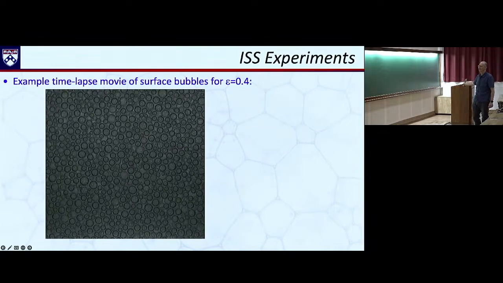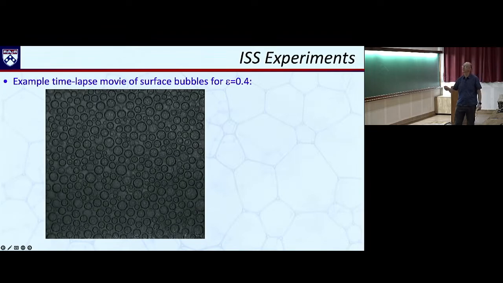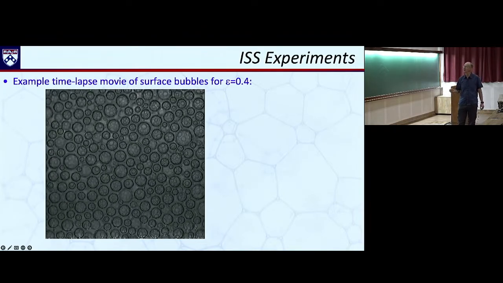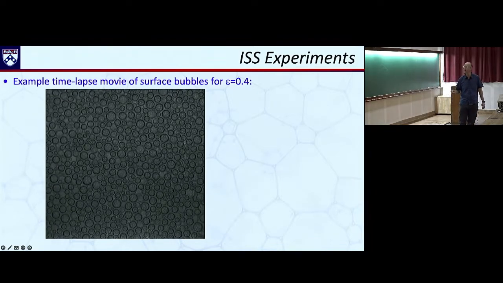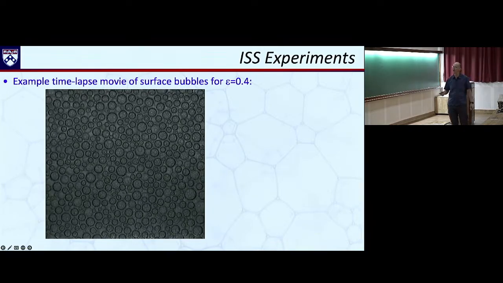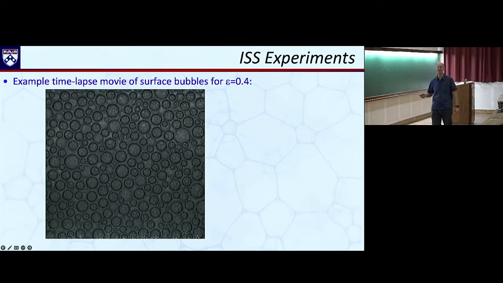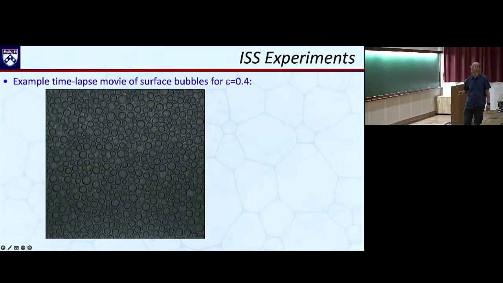There we go. So here is foam in space. This is a space foam. This is a time-lapse movie of a 40% liquid foam. So it's actually below jamming. It's unjammed. It's kind of hard to tell that it's unjammed because at 40% the bubbles are still darn close to each other and they push each other around a lot. But this is an unjammed foam coarsening in space.